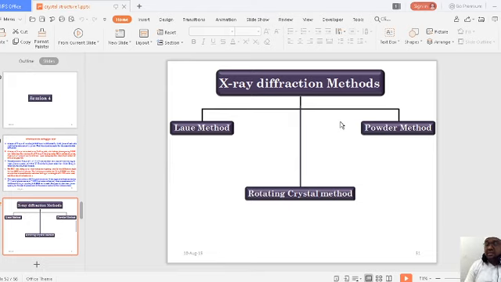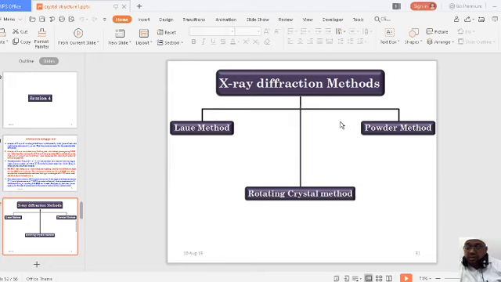Why? Because these X-rays... why am I just taking X-rays? Because the wavelength of these X-rays is comparable with the atomic distance or planar distance, the interplanar spacing. So that is the reason that we are talking about X-ray diffraction.